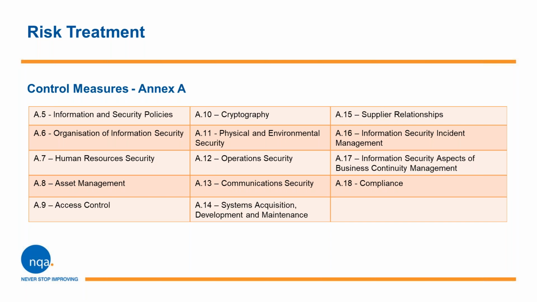A8 is asset management. This is controls relating to the inventory of assets, acceptable use, also information classification and media handling. A9 talks about access control policy, user access management, system application access control, and also user responsibilities. A10 does exactly what it says on the tin. It's cryptography. So this is the controls relating to encryption and key management.